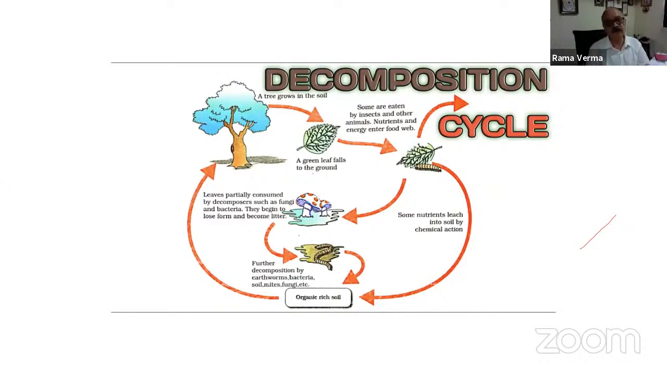Again, the fungus comes and grows. So this is the natural decomposition, and we live in that environment. But these are all natural. If instead of green leaves you are putting plastic there, it is degraded over a very long period of time.